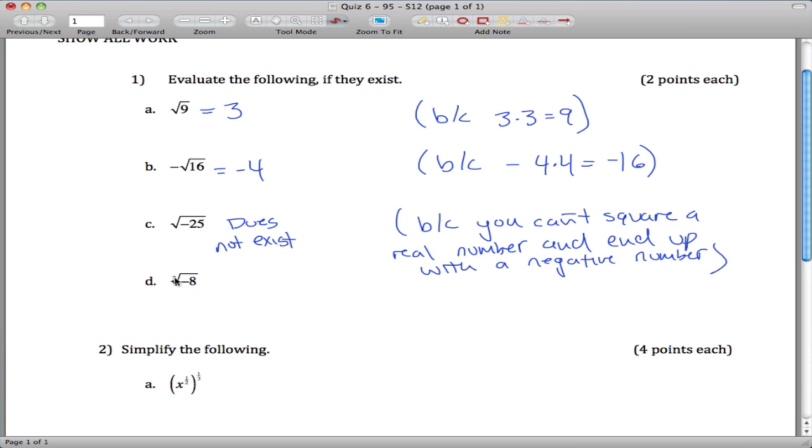However, the cubed root, you can take the cubed root of a negative. The cubed root of negative 8 is negative 2, and that's because negative 2 times negative 2 times negative 2 is equal to negative 8. Okay, so that's number 1.